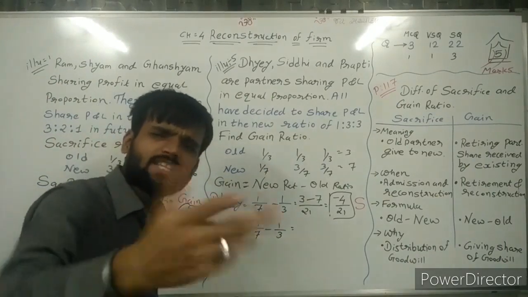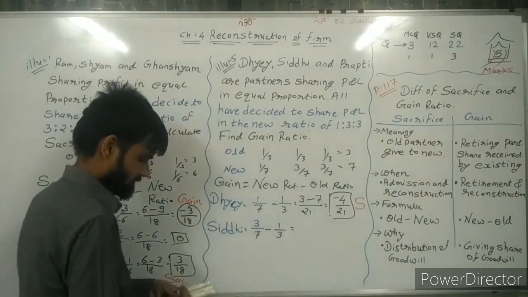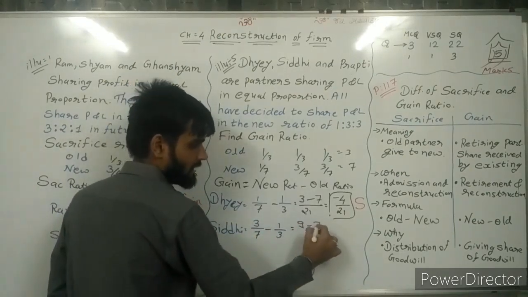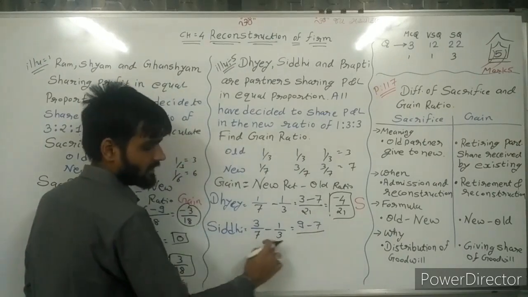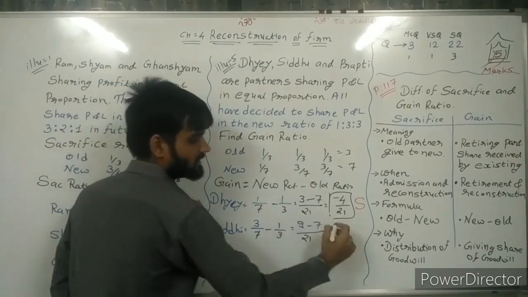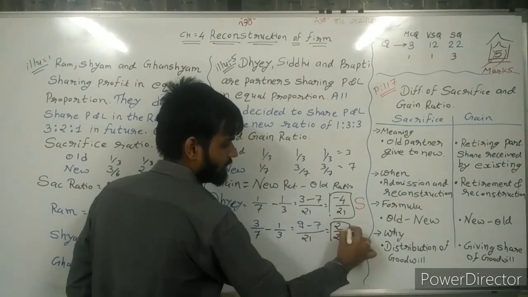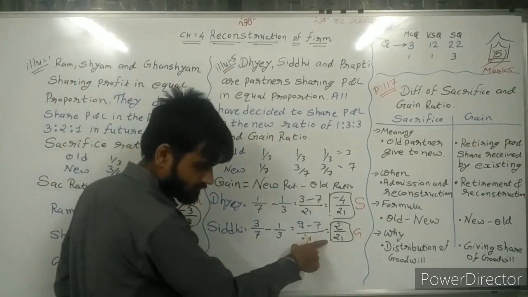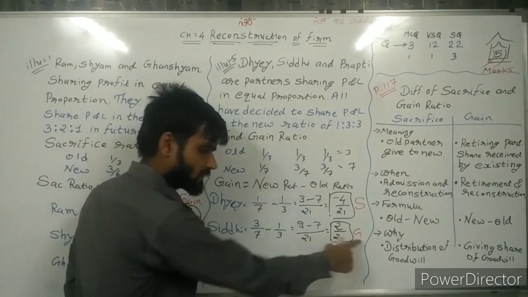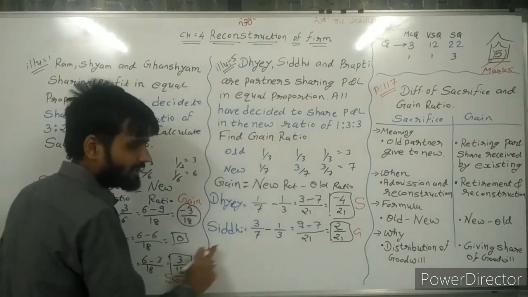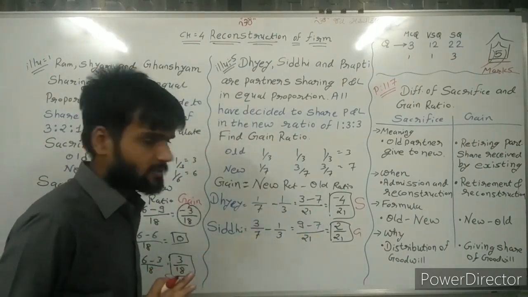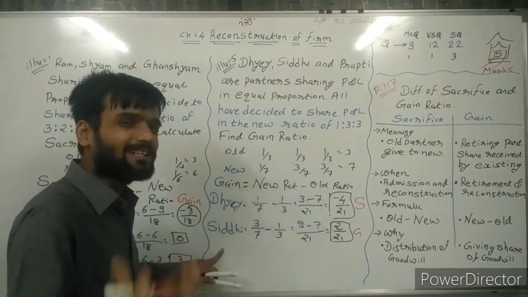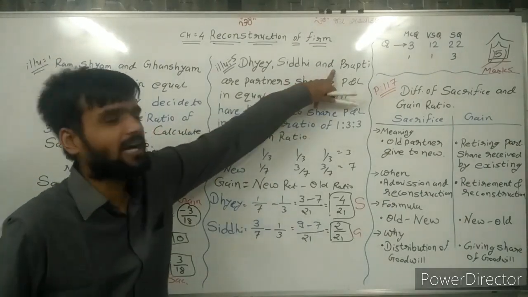Now again sir, only cross multiplication, simplest one. 3 3s are 9, 7 1s are 7, divide by 7 3s are 21. 9 minus 7, 2 by 21. So in gain formula, a positive answer means it's a gain. So Siddhi gains 2 by 21. So from the 4 by 21 sacrificed, 2 is got by Siddhi, and obviously the remaining 2 will be got by Prapti.